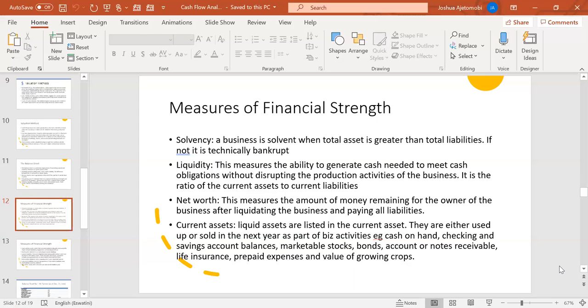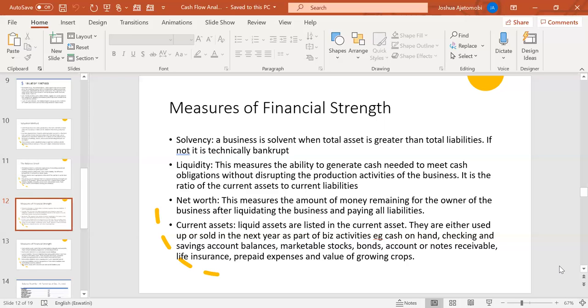Cash needed to meet cash obligations without disrupting the production activities of the business. And that's the ratio of your current assets to your current liabilities. Net worth. This measures the amount of money remaining for you after liquidating the business and paying all your liabilities.